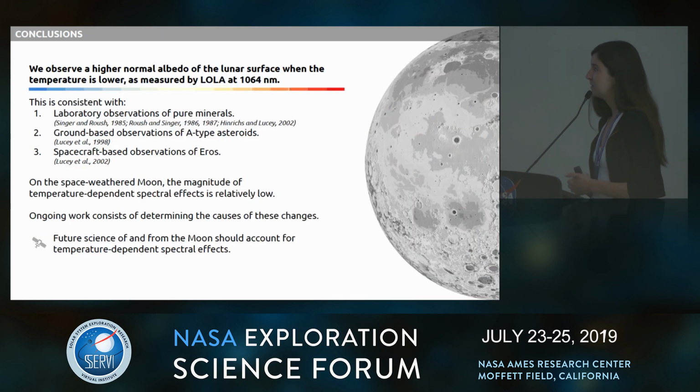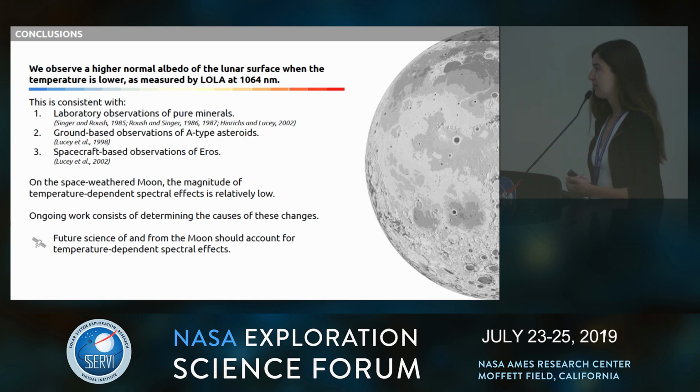So overall, to conclude, we do appear to observe a higher albedo as measured by LOLA when the temperature of the moon is lower. This is consistent with the laboratory measurements of pure minerals, which I started out showing. It's also consistent with ground and spacecraft observations of other airless bodies. But overall, the magnitude of this change appears to be very, very low, on the order of a few percent, 1 to 2% really. And this is due to the fact that there are lots of other minerals mixed on the surface and some space weathering effects that dilute this strong temperature spectral relationship.